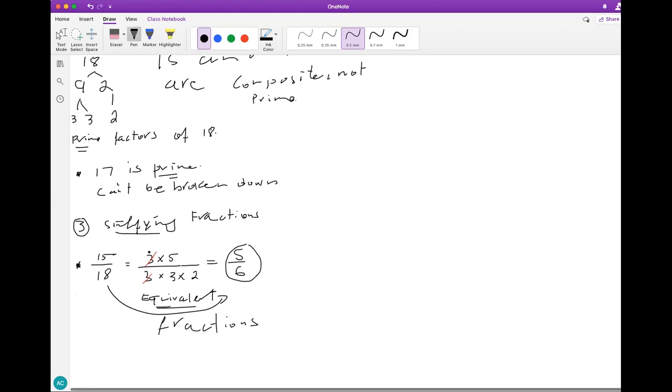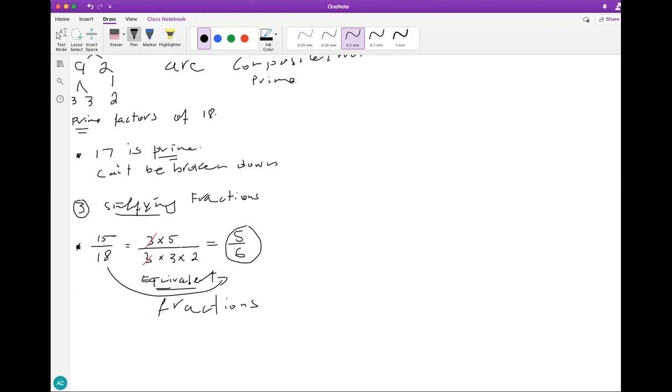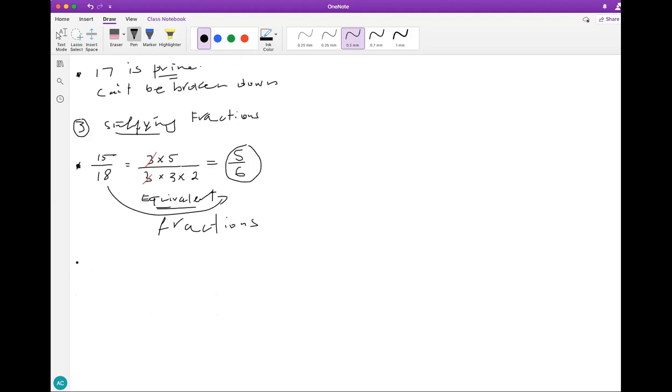Sometimes you might not need to do this part. Some of you can do it right away. You just look at the numbers. You say, oh, 3 goes into both. 3 into 15, 5; 3 into 18, 6. You just write 5 and 6. You don't have to write this middle step, but until you get used to it, you may want to bring the numbers down until you get something that's simplified.